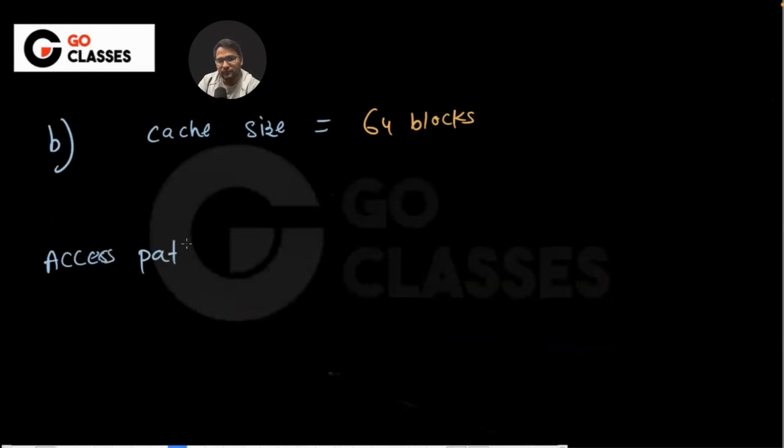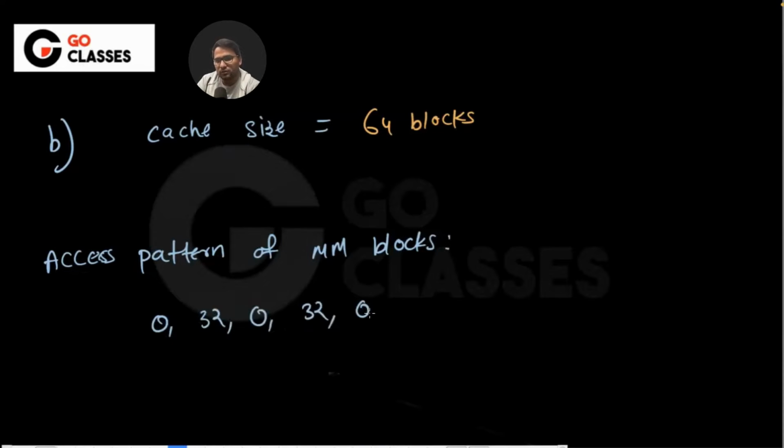Cache size is, let's suppose, how much? 64 blocks, right? And your access pattern is the same, okay? The access pattern of main memory blocks is the same, which means it is 0, 0, 32, 0, 32, 0, 32.